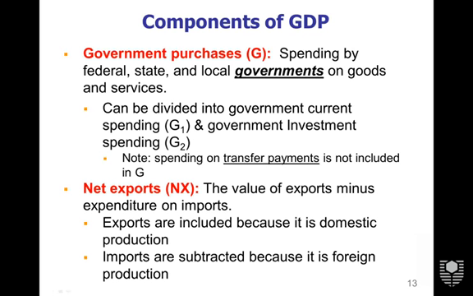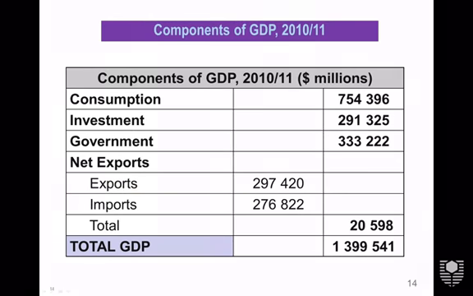They're basically transferring hands. Net exports refers to the value of exports minus expenditure on imports. So by selling exports, whatever you get, minus what you pay when you buy products from offshore. So exports minus imports will be net exports.